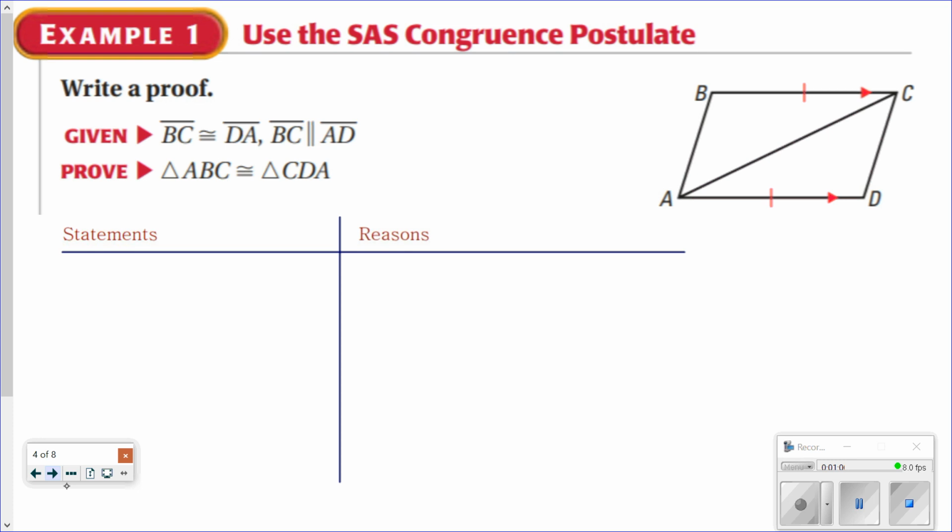All right, so our first example here is a proof. So we want to prove that triangle ABC is congruent to triangle CDA. Now what's given is that segment BC is congruent to segment DA, and segment BC is parallel to segment AD. All right, so what's the first thing we write down in our proof? It's going to be what is given. So I'm given that BC is congruent to segment DA, and that is given.